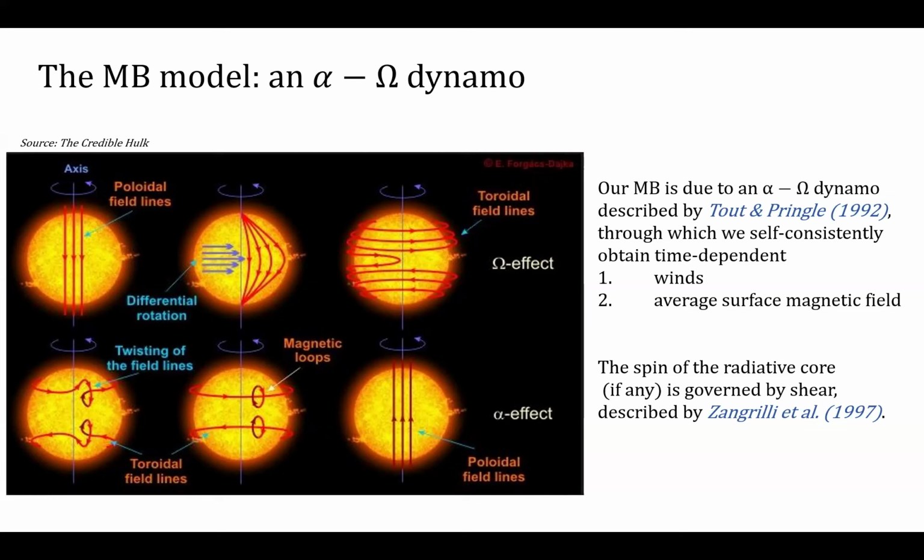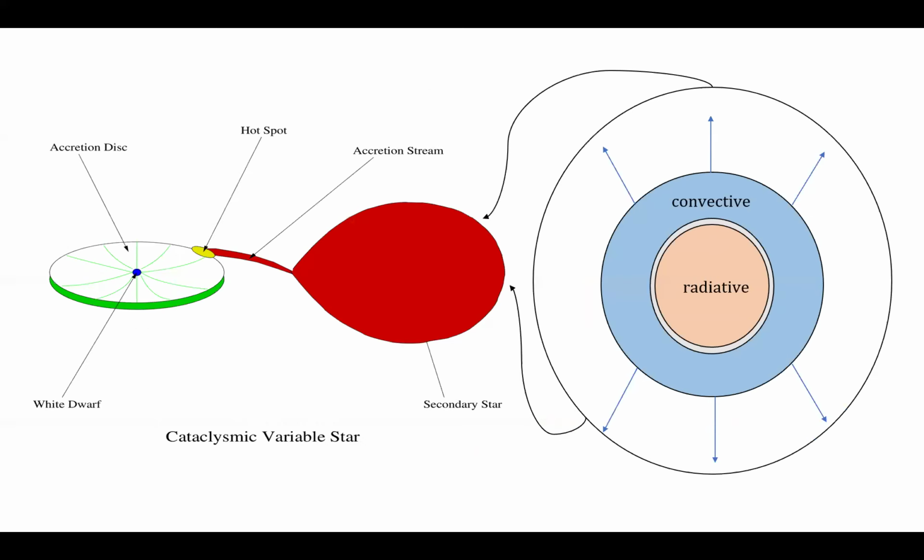With this, we self-consistently obtain time-dependent expressions of winds and an average magnetic field around the star, with which we calculate the magnetic braking strength. If stars have radiative zones, we model the radiative core also as a solid body, and any shear between the radiative region and the convective region is modeled by the shear described in Zanuri et al. They made a very simple model to explain cataclysmic variable donor stars, but we're not going to go into that.